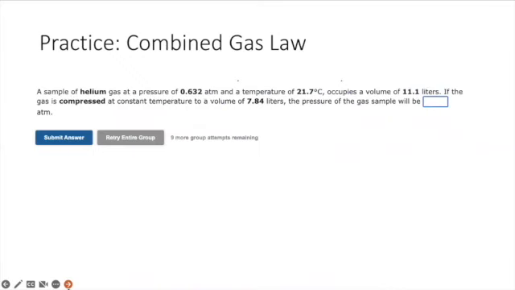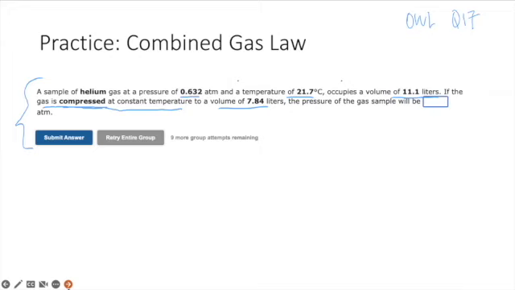So let's look at this as a practice problem. This is from your OWL, and this is question 17. Nowhere in the actual problem does it say combined gas law, but when we read it, we can determine to use the combined gas law formula because it's giving us a whole bunch of different numbers. And it's telling us that this gas is compressed and asking us what the pressure is.